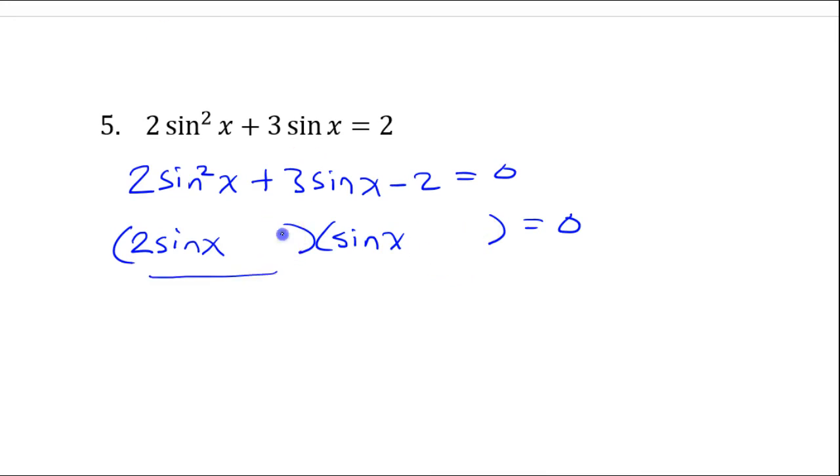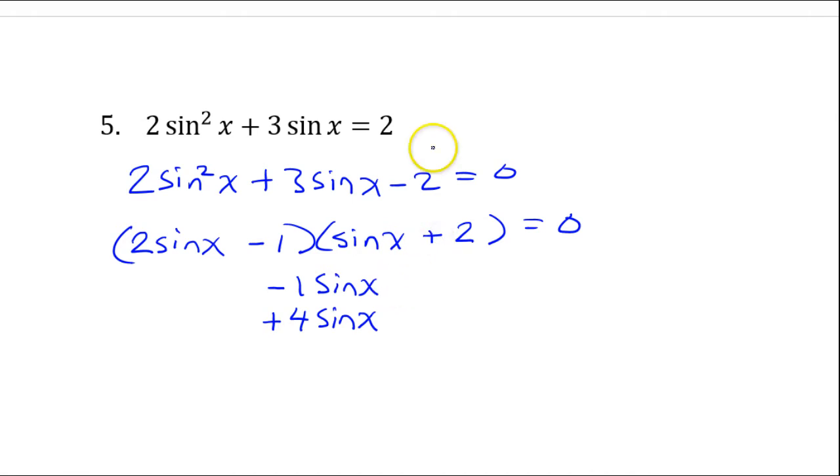So instead I will go straight to putting 1 here and 2 here. Now inner plus outer must equal middle. Inner I have 1 sine x. Outer I have 4 sine x. I am trying to get 3 sine x. That will happen if this was a negative 1 and if this is a positive 4. So this would have to be negative and this would have to be positive. Will that give me negative 2? Yes, negative 1 times positive 2 is negative 2. So this is the correct factorization.